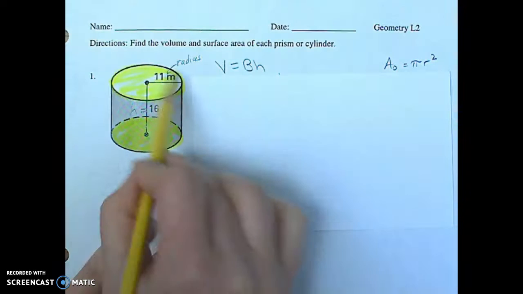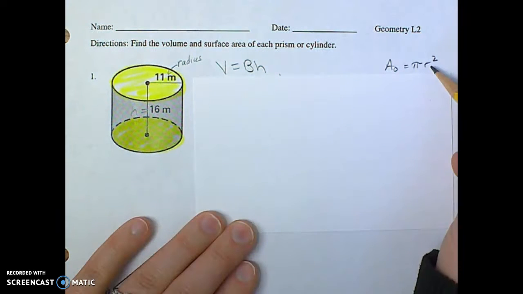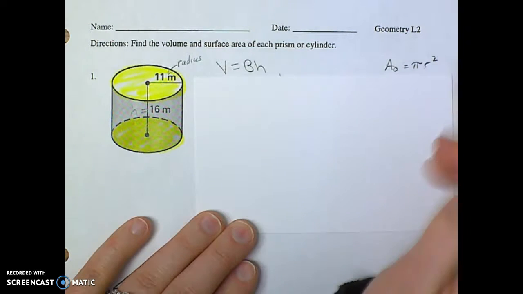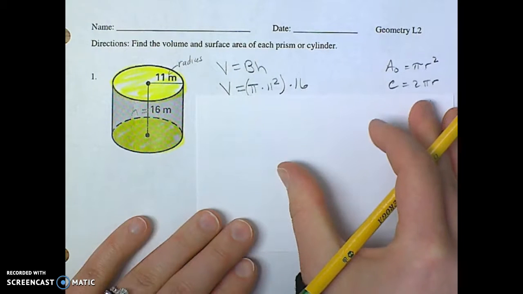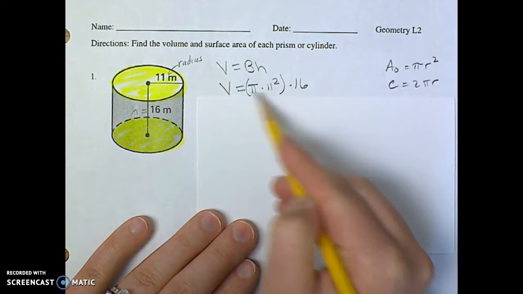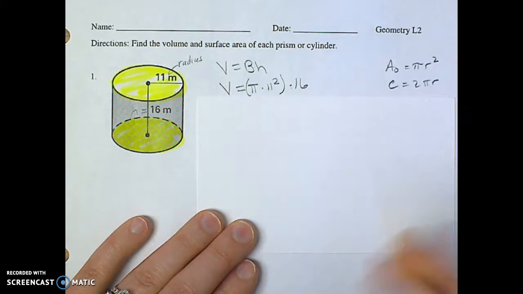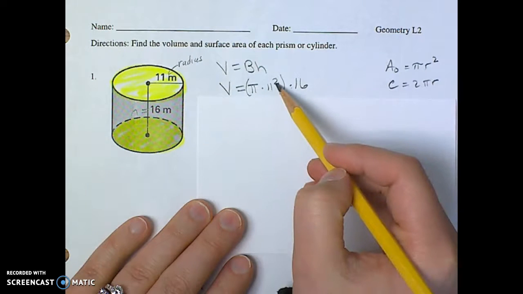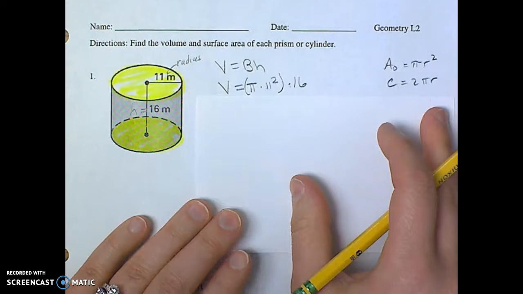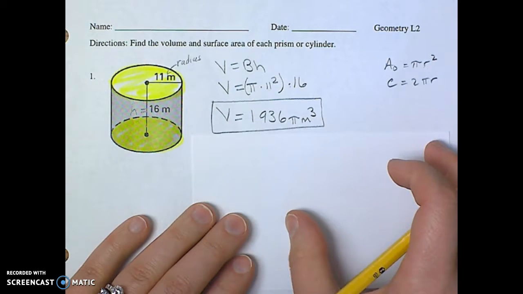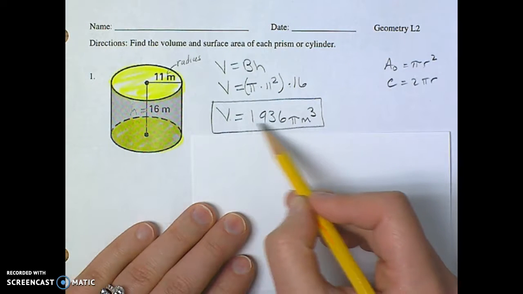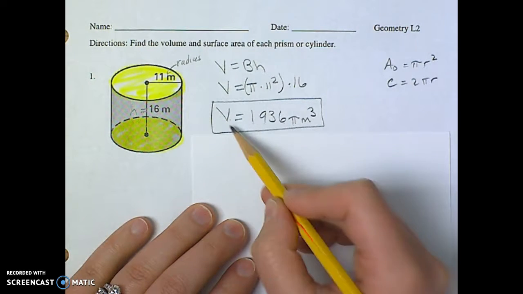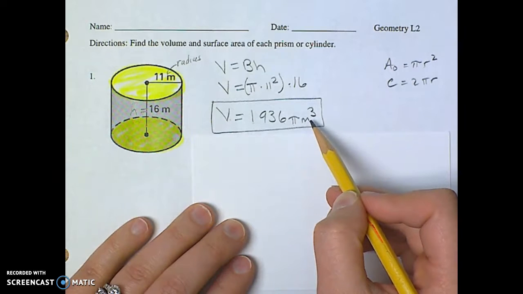In order to find the area of my base, I need to remember my area of a circle formula. So I'm going to take 11 and plug that in for r. Pi r squared is the area of my circle, times 16, which is the height of the cylinder. Simplifying that, 11 squared is going to give me 121 times 16. So I'm going to get a final volume of 1,936 pi meters cubed, because it's volume, cubic units.